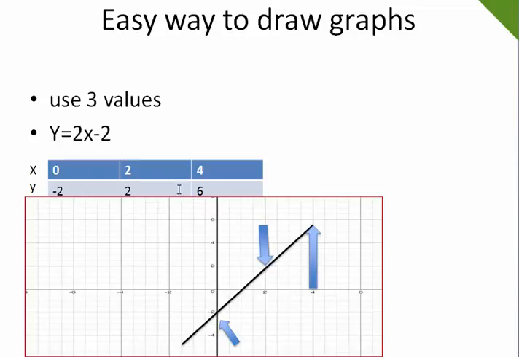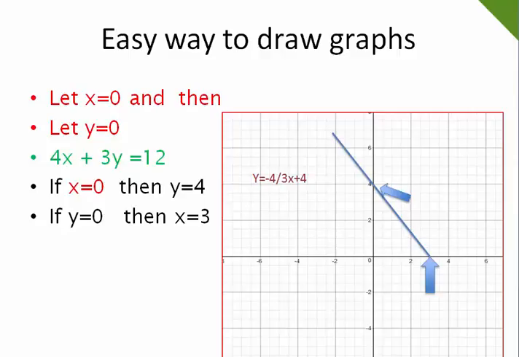Then using this table, we get the xy coordinates, 0, minus 2. So here we have 0, here we have minus 2. Mark that point. 2, 2, which is here. Mark that point. 4, 6, which is here. Mark that point. And then draw a straight line through the points.